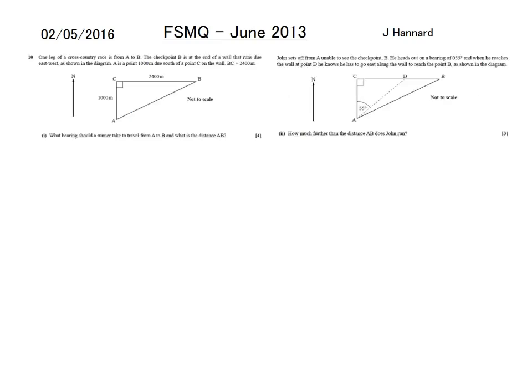Question 10 then. One leg of a cross-country race is from A to B. The checkpoint B is at the end of the wall that runs due east-west, as shown in the diagram. So here we go. What bearing should a runner take to travel from A to B, and what is the distance AB? So we want this angle here, and we want the length of this line.